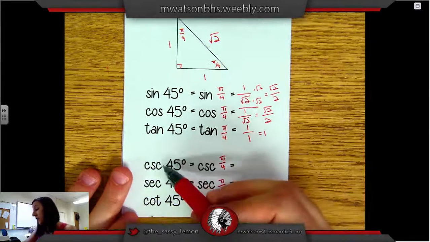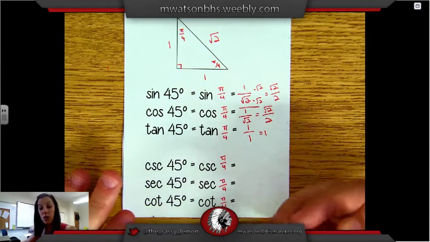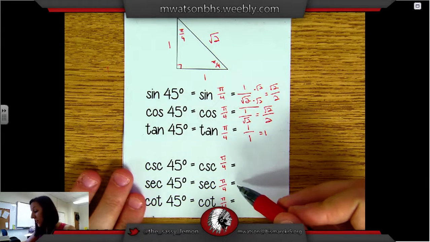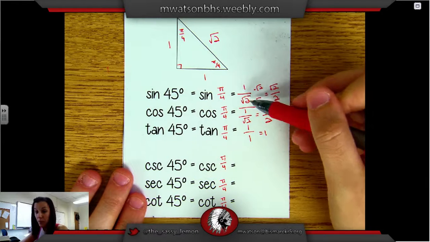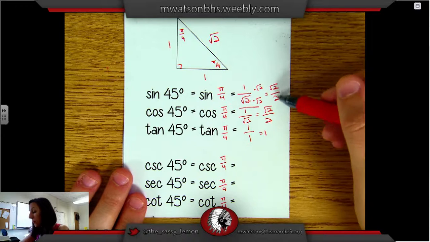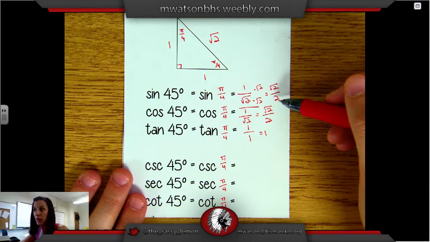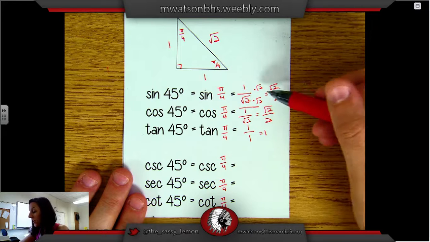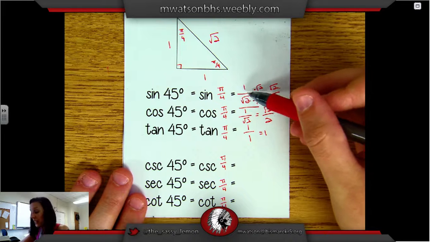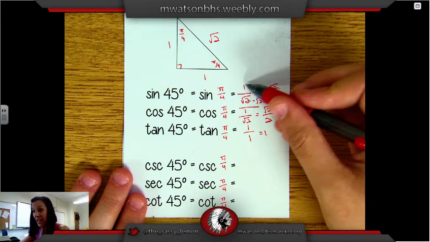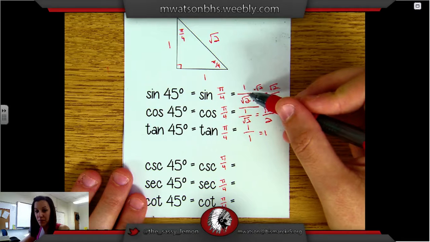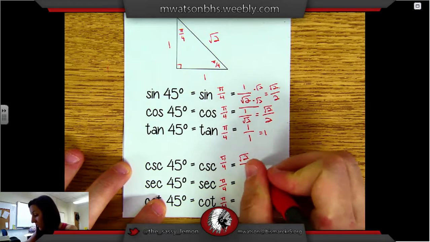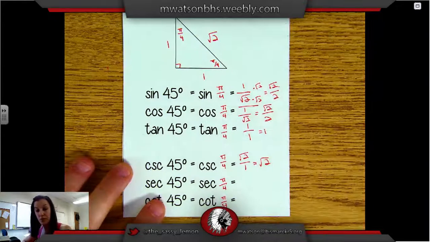Now, cosecant, secant, and cotangent are all reciprocal functions. So we can make this really easy on ourselves and cheat and just go up here and flip all of these over. We don't want to flip over the rationalized version because then we'll have to rationalize again when the radical is in the denominator. So let's just reciprocate, I don't know if that's a word, this 1 over the square root of 2. So we'll get square root of 2 over 1, which is just the square root of 2.